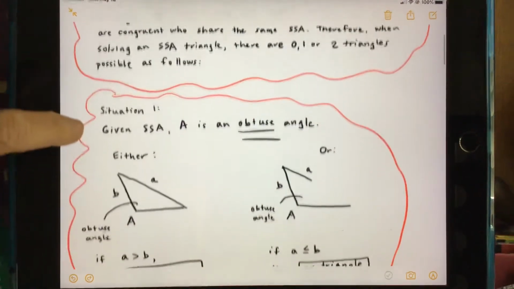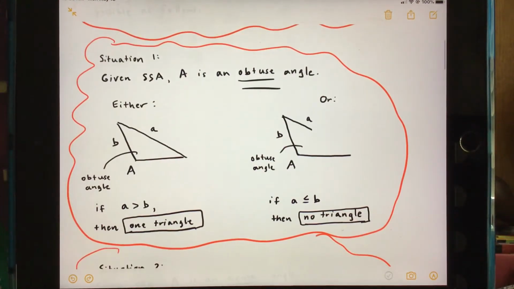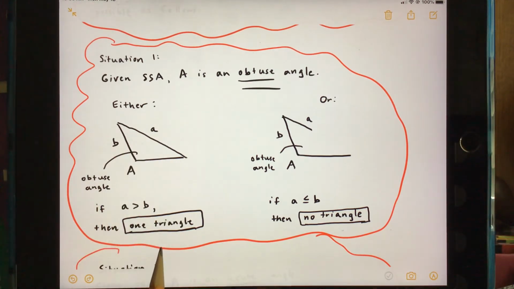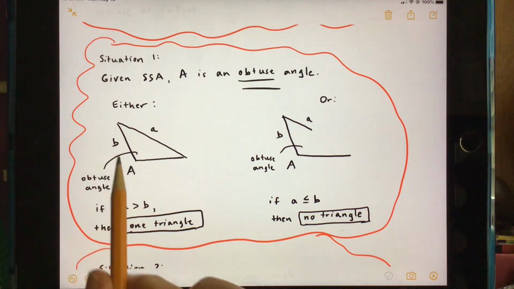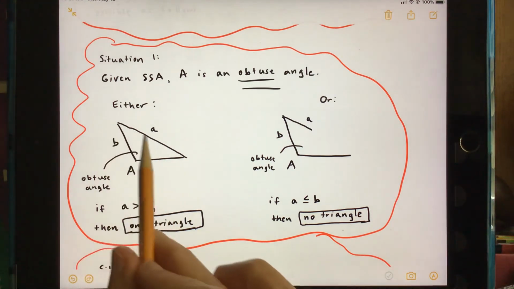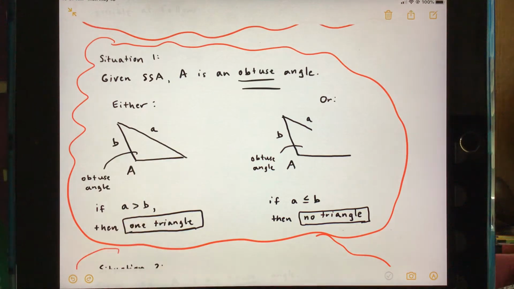So let's take a look at our situation 1. Given SSA, if angle A is an obtuse angle, there are going to be two possibilities. Either you will be able to form one triangle or no triangle at all. So how can we tell which situation is which? If you have an obtuse angle that you're given in an SSA triangle, and the B side next to angle A is less than A, or in other words, A is greater than B, you will be able to form one triangle, and you'll be able to give the measurements for that one triangle.